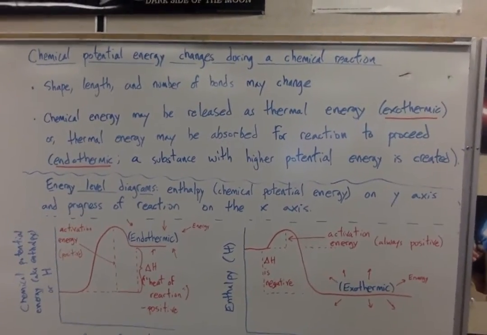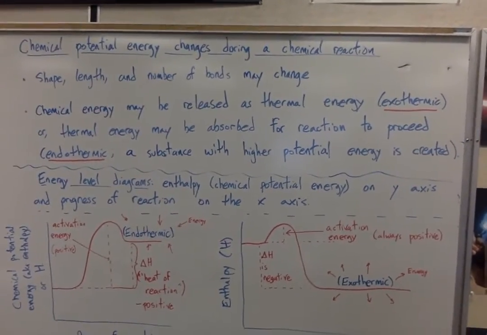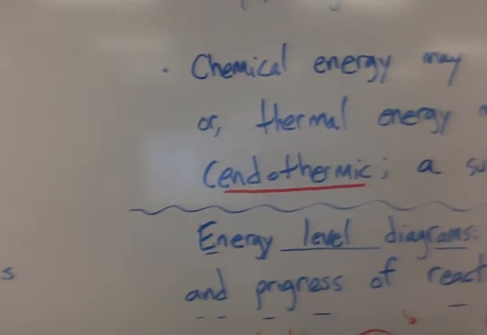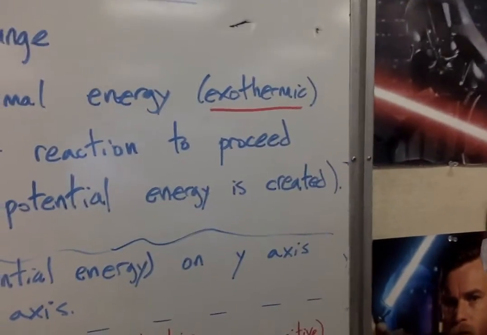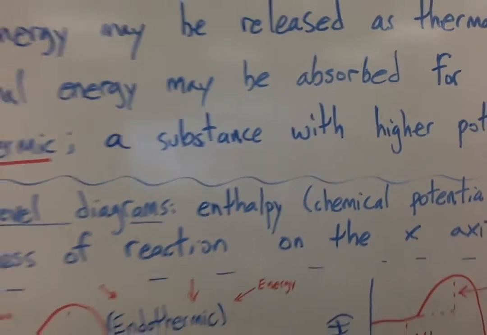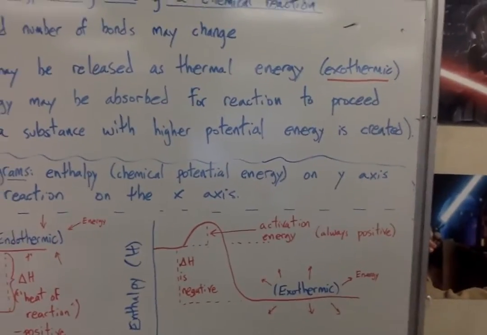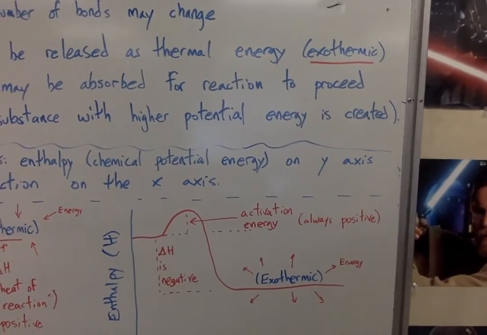Or thermal energy or other forms of energy may be absorbed for a reaction to proceed. That's called an endothermic reaction. For endothermic, think energy in. For exothermic, think energy is exiting. A substance, in this case, with a higher chemical potential energy is being created. That's what I've written there.